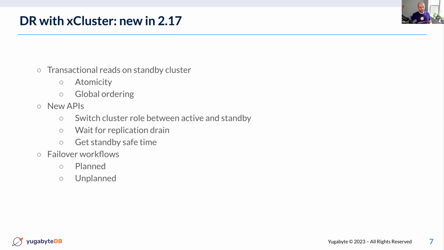So there are some basic blocks like transactional reads on the standby cluster, right? When we talk about active standby deployment, we usually assume that you can run read-only workloads on your standby clusters. And for that, we added transactional support in 2.17. And then there are some new APIs that I will cover that help us manage the disaster recovery solution and also manage the failover workflows, which I will also cover in detail.